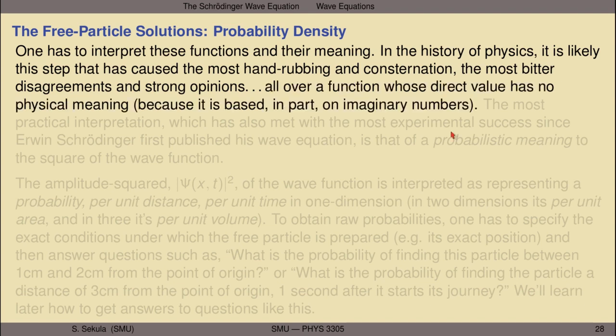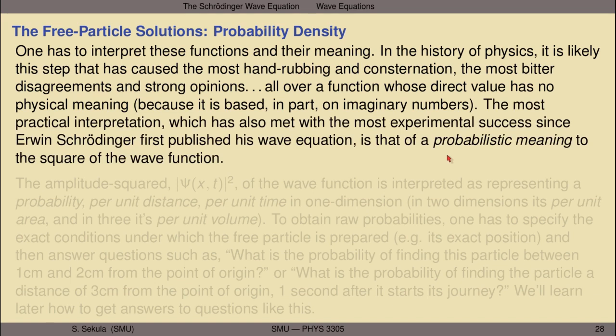And it's all been over a function whose direct value has no physical meaning, because it's based in part on imaginary numbers, which themselves have no physical interpretation. It's only the real valued magnitude of the complex function or the complex numbers that has any physical meaning. It's not those numbers themselves. It's only the measure of their overall information content that has meaning in the physical world.